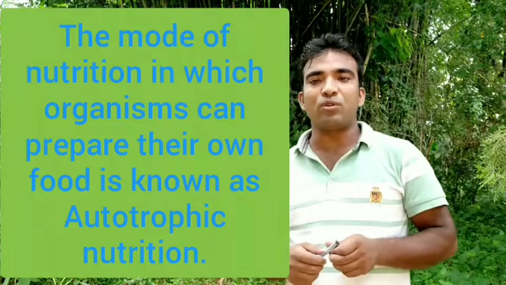Again, I am repeating, what is autotrophic nutrition? The mode of nutrition in which organisms can prepare their own food. They are not depending on other animals or other plants for their food. This type of nutrition is known as autotrophic nutrition. And you remember here that the organisms which can complete the process of autotrophic nutrition are known as autotrophs. As for example, commonly we can say that the green plants can prepare their own food by themselves. They are not depending on other plants or other animals for their food. So this type of nutrition is known as the autotrophic nutrition.